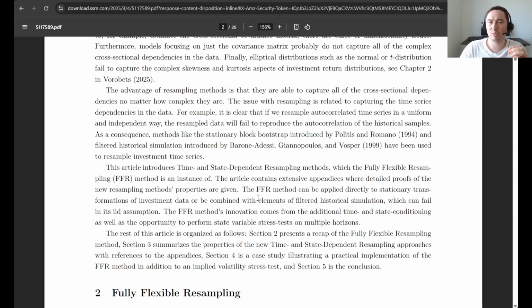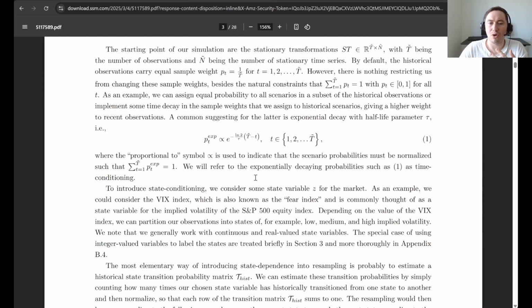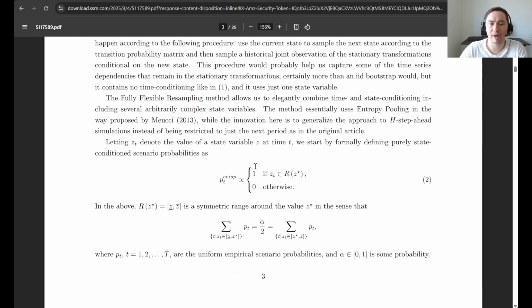The new method that we present here, the fully flexible resampling, basically combines exponential time decay with arbitrary complex state conditioning, and we use entropy pooling to do that, which is described in great detail here in the second section. So all of this is something that I will allow you to read either in the article or ideally in the Portfolio Construction and Risk Management book.